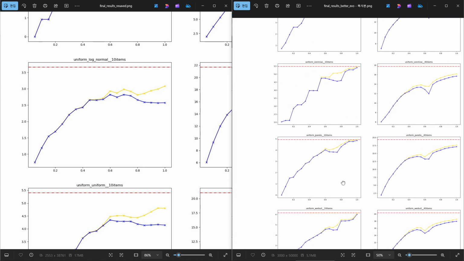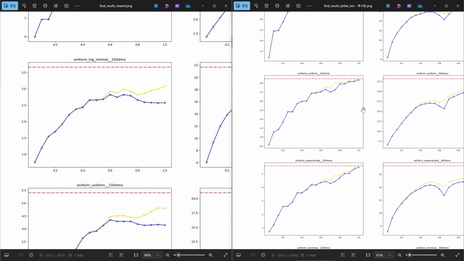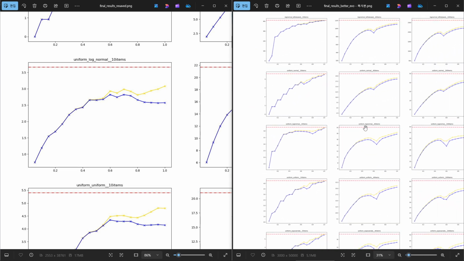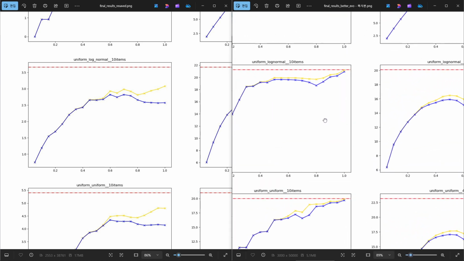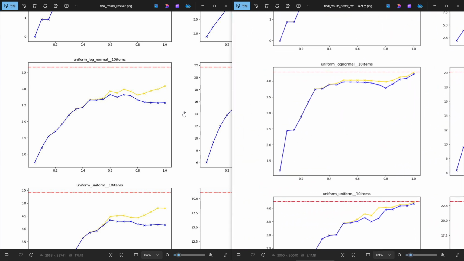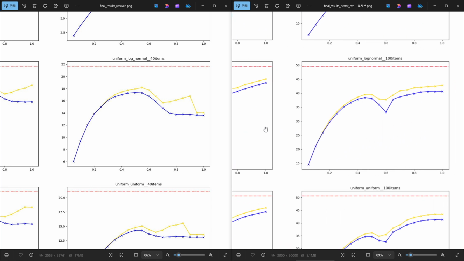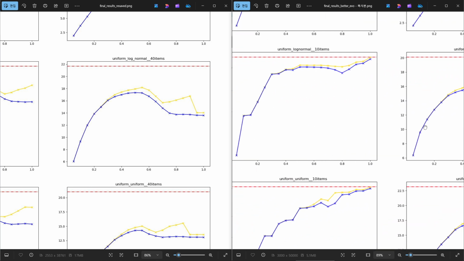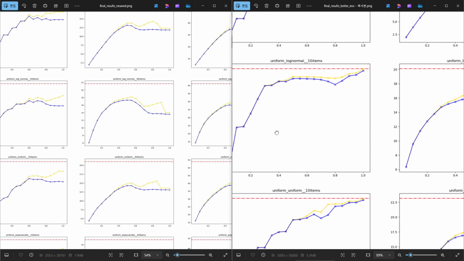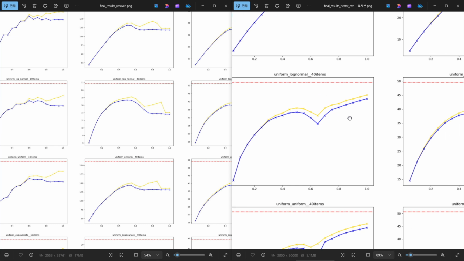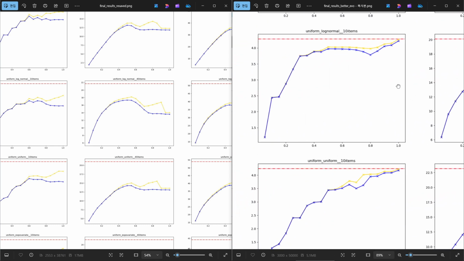Uniform, log normal. There we go. Uniform log normal. Compare these two. Uniform log normal 40 items. Yep. 100 items. Okay. Well, it seems that when we have uniform log normal, maybe we need a bigger population, starting from 40 items. That's unusual. Well, it's a bit different.